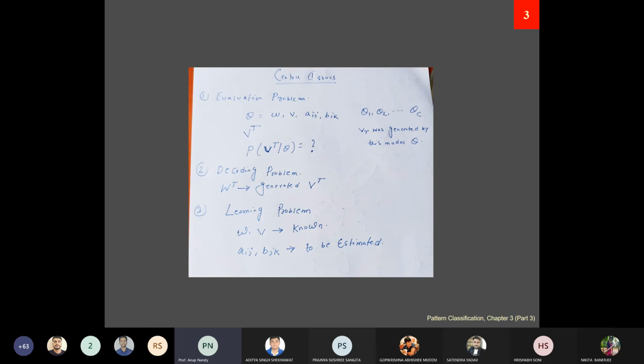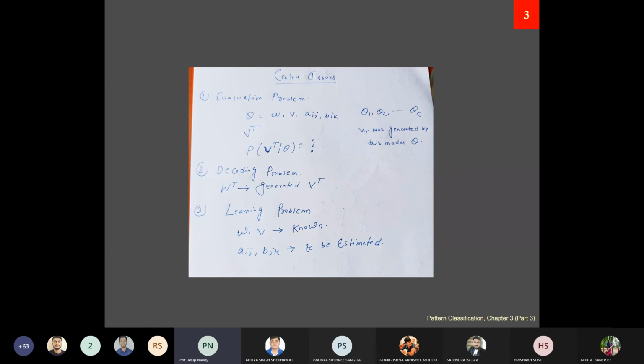Now if you are going to solve a multi-class classification problem, for each class one hidden Markov model will be generated: theta 1, theta 2, theta 3, theta 4, because you have to develop it.